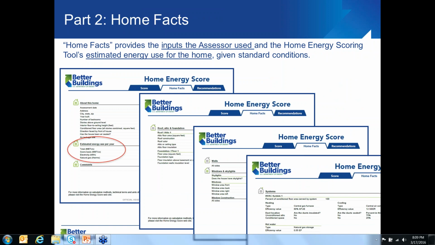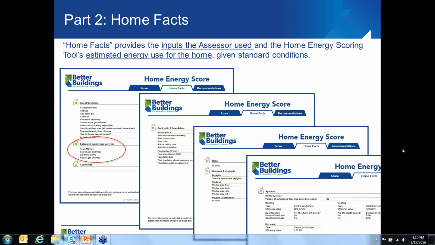The second part of the score report is really just home facts, and this is just the inputs that you put into the tool, which, as I said, Glenn is going to show you in our standard user interface. You're basically putting information in about the envelope, so the foundation, the roof, the windows, and then levels of insulation, whether or not it's air sealed, whether the ducts are sealed, and then heating, cooling, and hot water. You're not entering information about lights or refrigerators or other appliances in the home. It's just the major appliances that are related to energy: heating, cooling, and hot water.